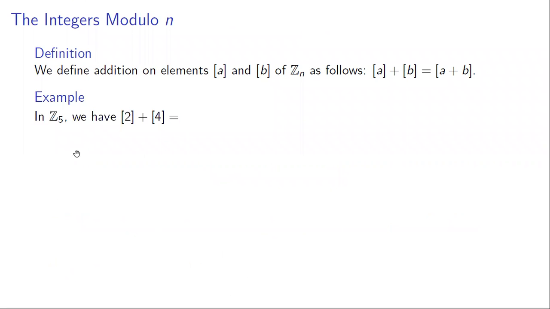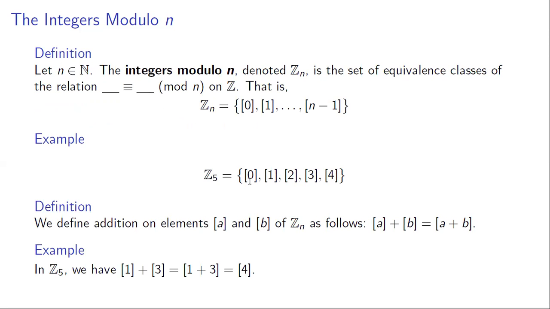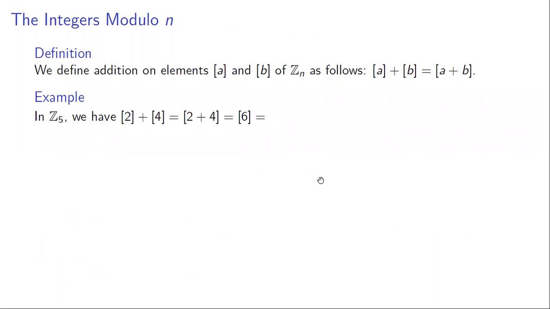Now, how about this example? How about the equivalence class of 2 plus the equivalence class of 4? This should be the equivalence class of 2 plus 4, or the equivalence class of 6. However, in Z sub 5, there is no 6, right? In Z sub 5, you have 0, 1, 2, 3, and 4, but there is no 6, at least not explicitly. We could write 6 if we really want to, but we would prefer to write it in the simplest form. So how can we write this in a simpler form? Here's the answer. We can write it as the equivalence class of 1.